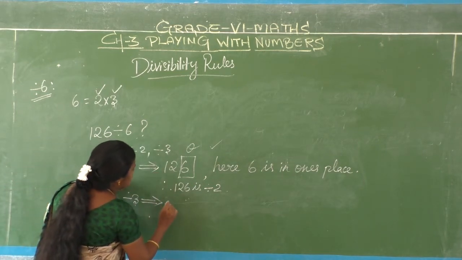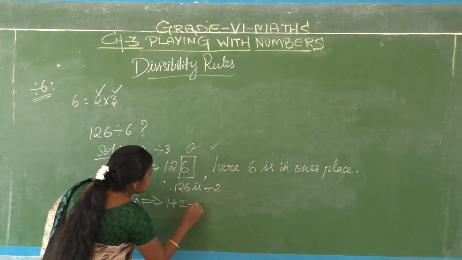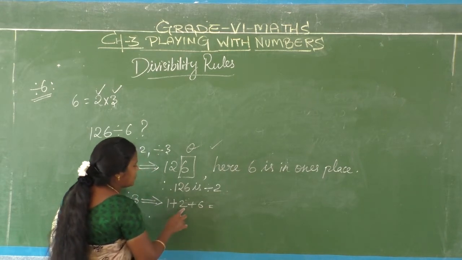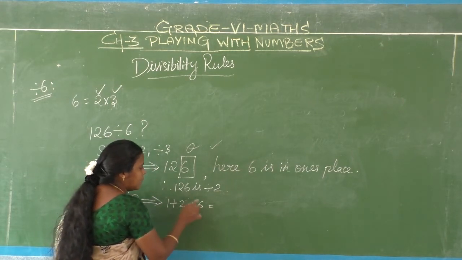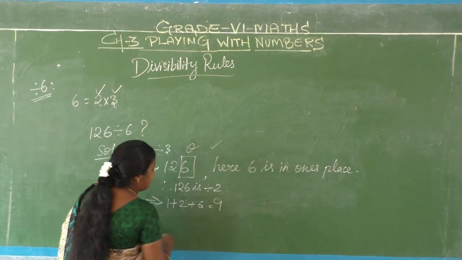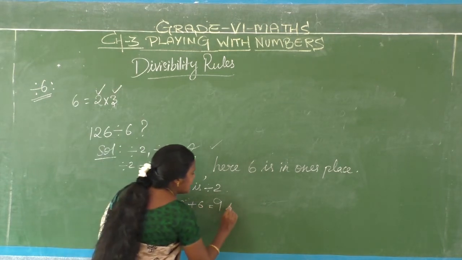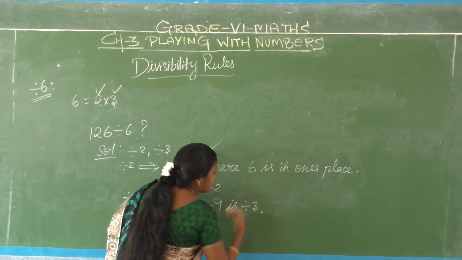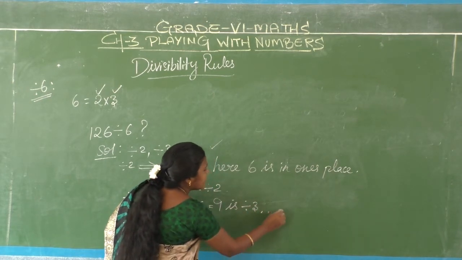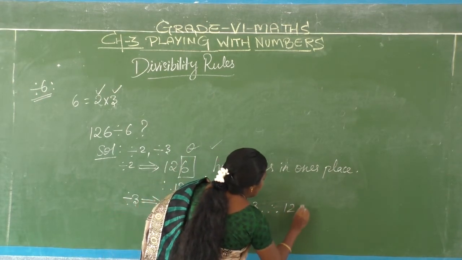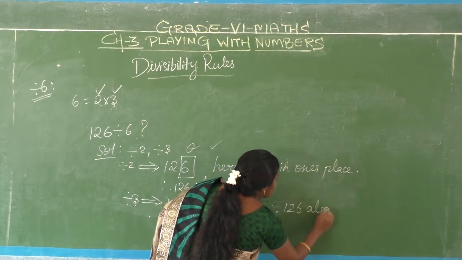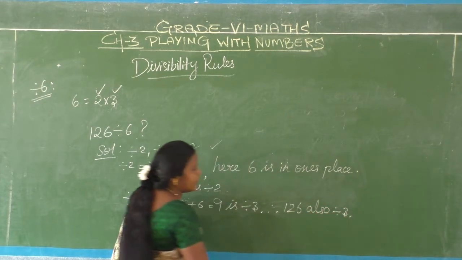So, sum of the digits means 1 plus 2 plus 6. 1 plus 2 is 3. 3 plus 6, 9. 9 is divisible by 3. We know well. Therefore, 126 is also divisible by 3.